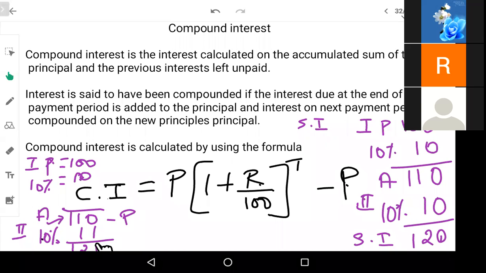Is it clear? Did you understand? So in compound interest, it is not the direct principal, but it will be the accumulated sum. This is the accumulated sum. Accumulate is adding together. So the accumulated sum of the principal will be taken here from the previous value. So this is known as compound interest. Is it clear? Yes or no?